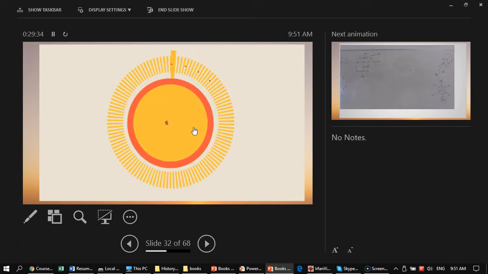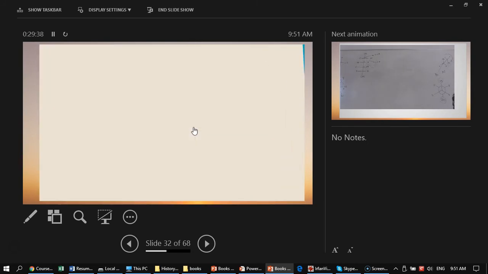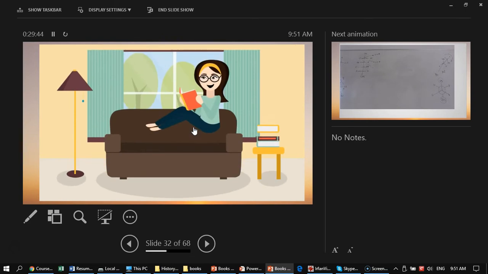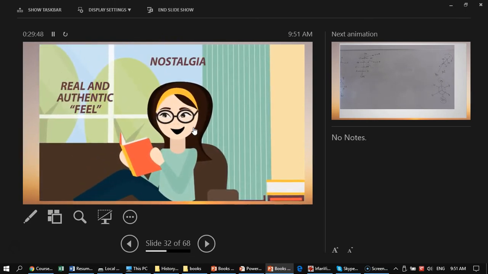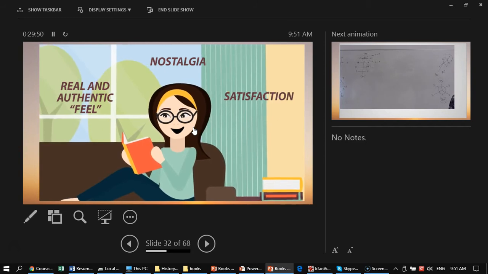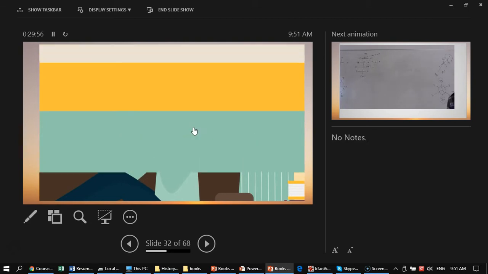Round 6. Let's talk about the feel and utility aspect of books. 66% of readers said that printed books offer a different experience. It gives a real and authentic feel, nostalgia, and satisfaction among them. It's the smell and the way of curling up in a good book while flipping its pages that an e-book can't offer.